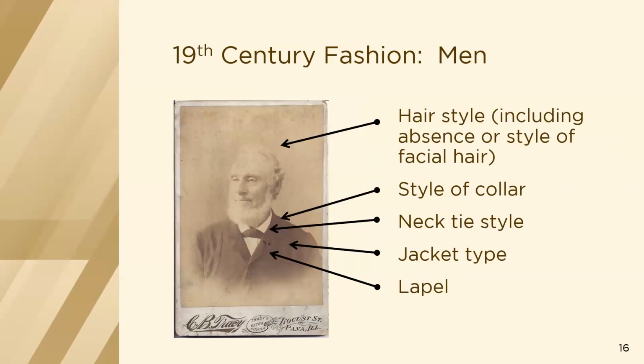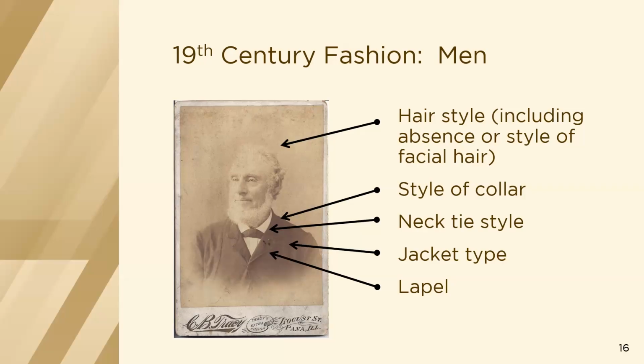And here's a man. If you look at the hairstyle, including or the absence thereof, otherwise he could be balding. The style of the collar: it looks like he probably has a detachable collar. The necktie style, which is just a simple knot. You know, look at it also.